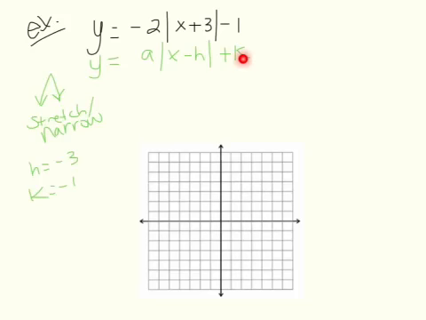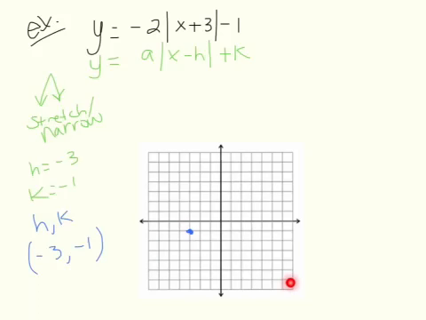Now, our vertex is my h, k, remember? So my vertex is negative 3, negative 1. Again, that means from 0, 0, it's moving left 3, down 1. So I'm going left 3, 1, 2, 3, and down 1 is right here. So that's my vertex. So my lines are going to go out like this, upside down because of the negative.